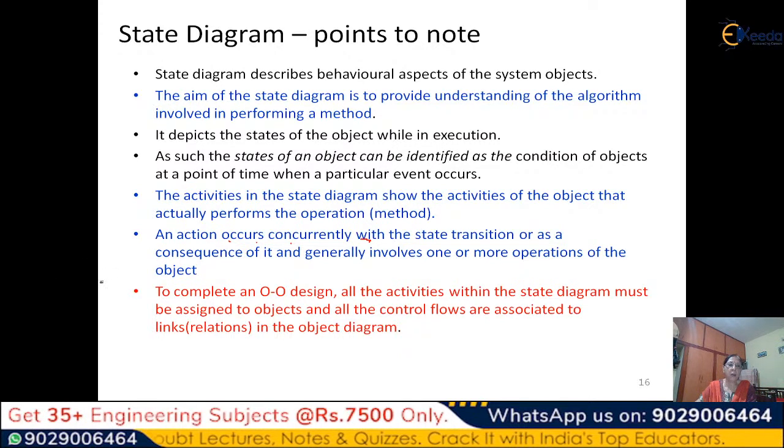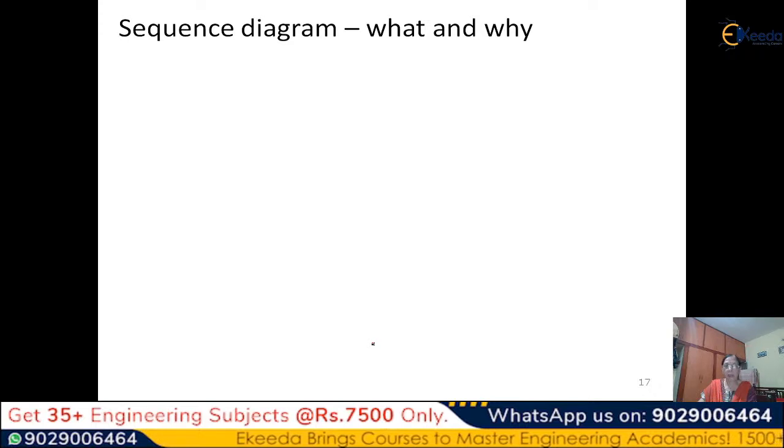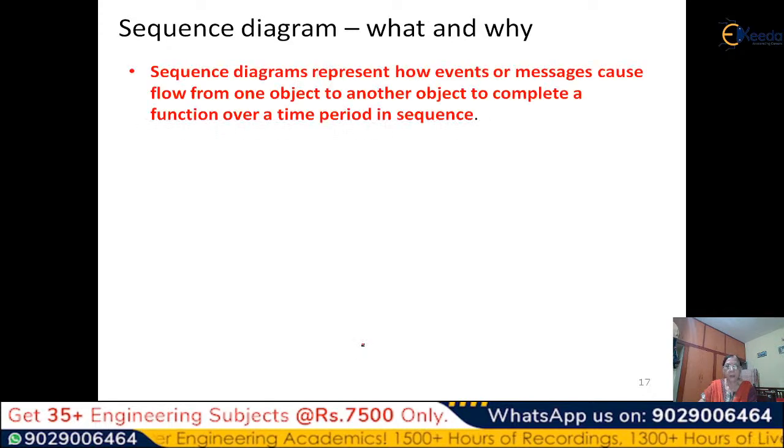Okay, to complete the OO design, all activities within the state diagram must be assigned to objects, and all control flows are associated to links or relations in the object diagram. Now we will come to the second one, which is the sequence diagram. We will try to see what and why of it. Then we will go to some problems and see how to draw it.